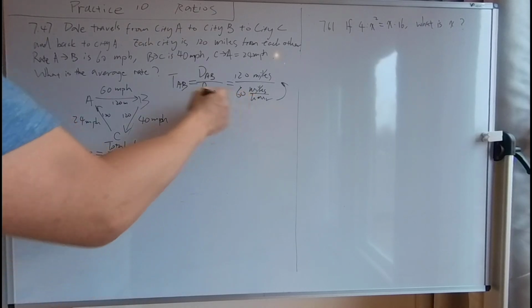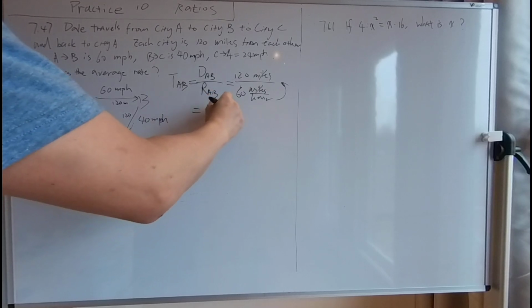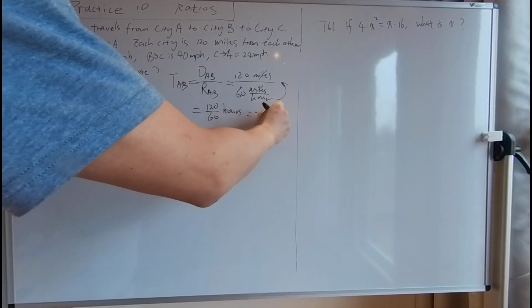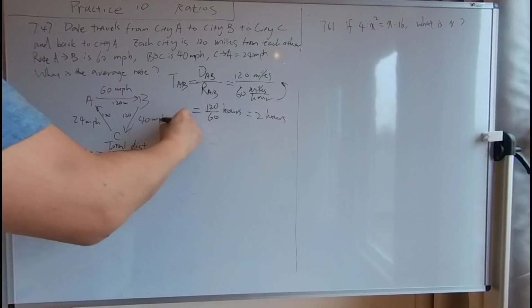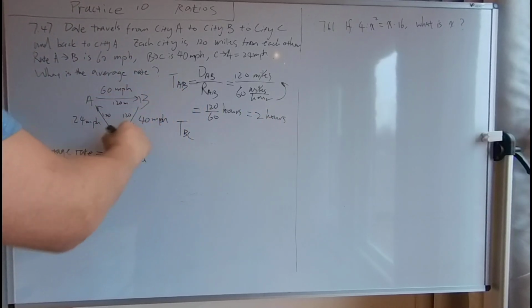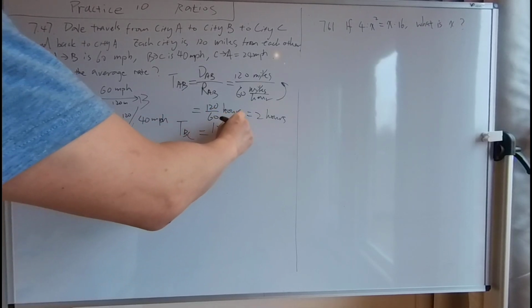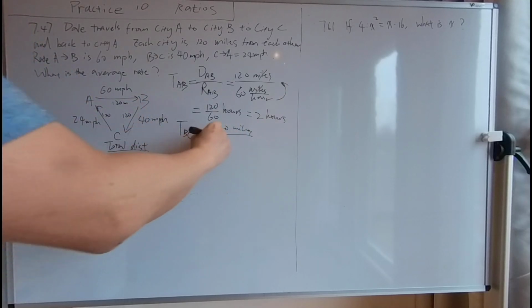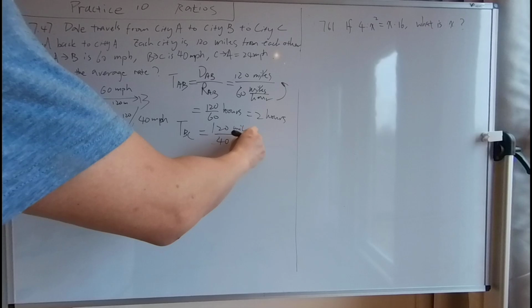That is the unit per time. So it's 120 over 60 hours, so that's just 2 hours. So we have the time for the first segment. Similarly, the time between B and C is the distance, 120 miles, over the speed of this segment, which is 40 miles per hour.